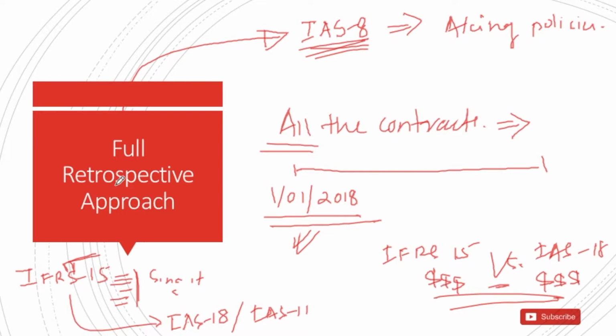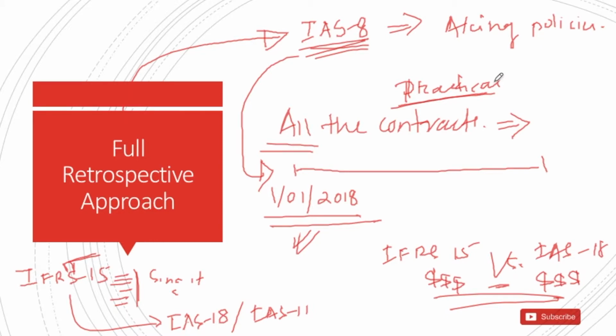And when we apply the full retrospective approach, it comes with a lot of practical challenges because sometimes it gets very difficult to apply such a requirement since the date of its inception. It's very costly, and sometimes we may not be able to get the desired result. Hence, the Board came up with practical expedients. Practical expedients are nothing but some level of practical exceptions provided by the IASB. If you have any practical difficulty in applying these requirements, then you need to follow the practical expedients, or what we call practical exceptions.